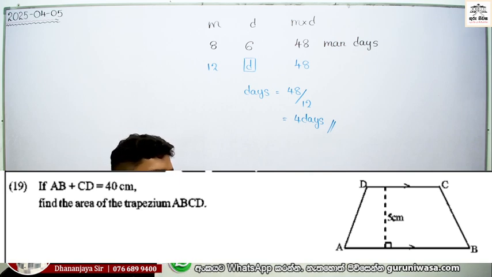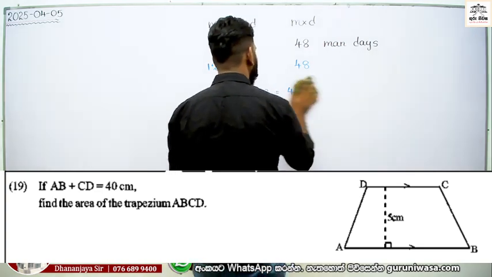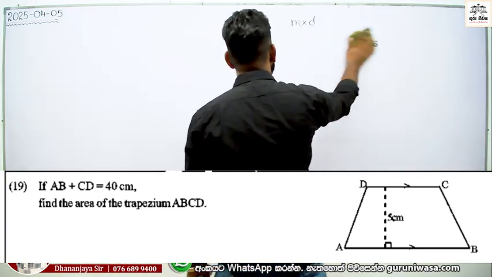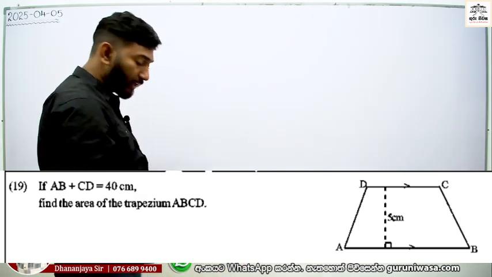And you know the formula to find the area of the trapezium? Half into the sum of the two parallel lines into the distance between them. That is the formula to find the area, right?